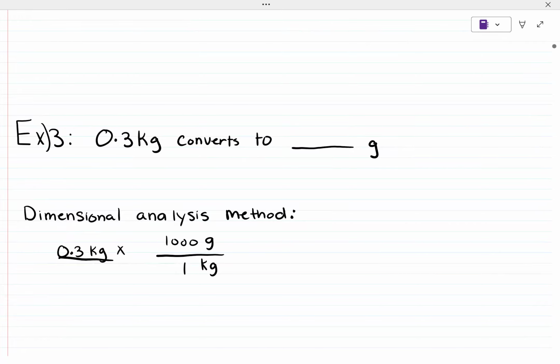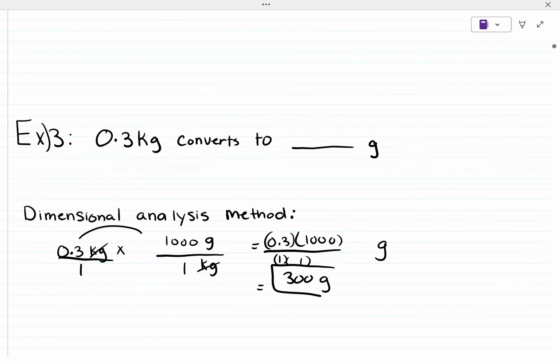Then put an invisible one under the 0.3 if that helps. And then the kilograms disappear, and you're just left with grams, and you multiply across. So what's 0.3 times 1,000? And on the bottom, what's 1 times 1. That is going to be 300 grams. So you must include these zeros. It's just 300 grams.